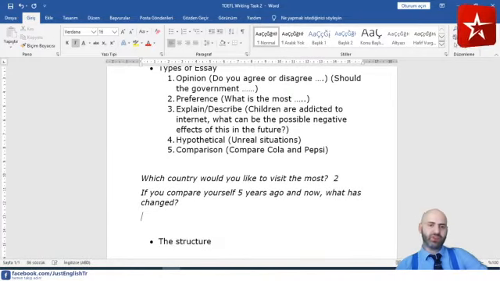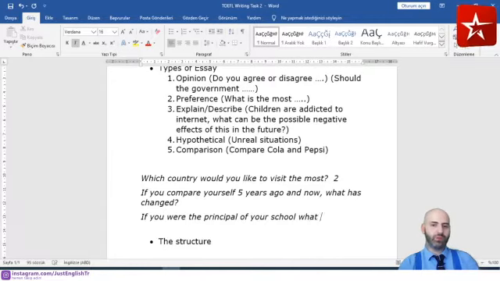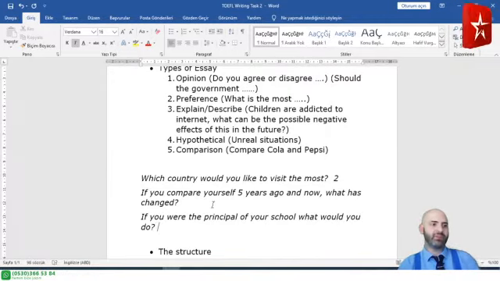The next question can be something like this. If you were the principal of your school, what would you do? Which type of essay is this one, guys? Is it number 1, 2, 3, 4, or 5?